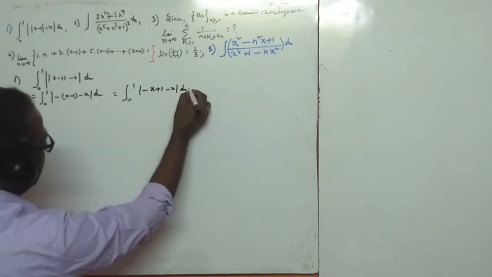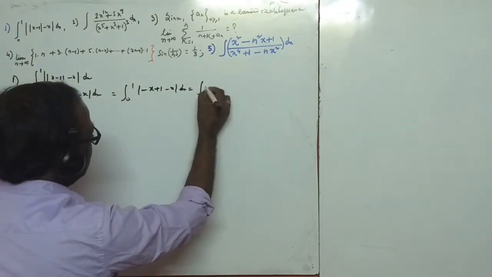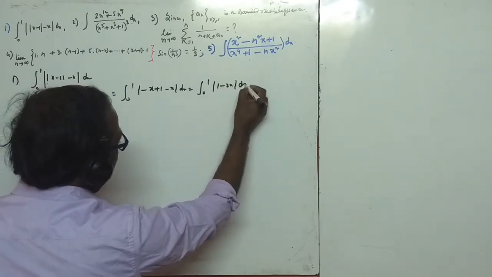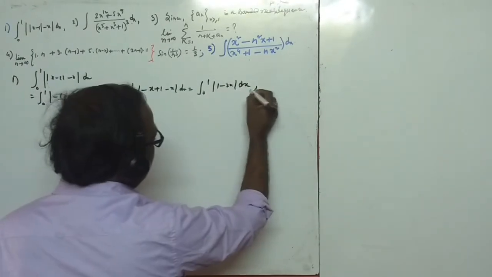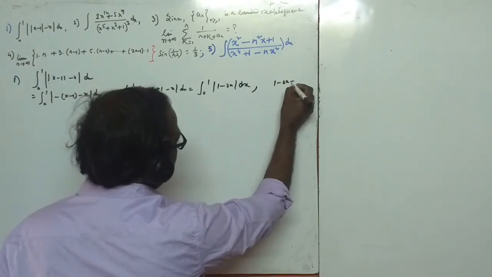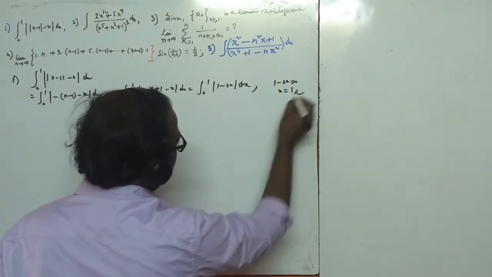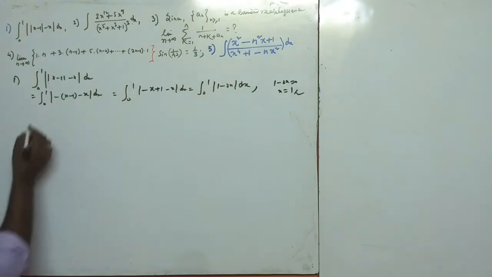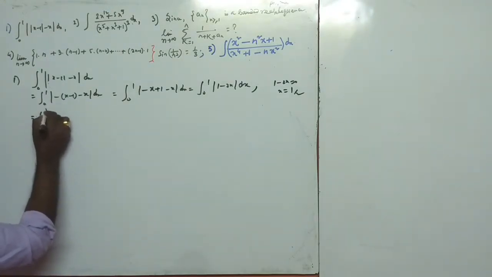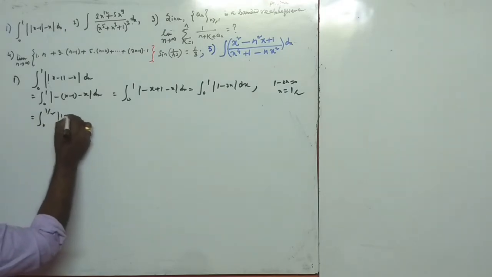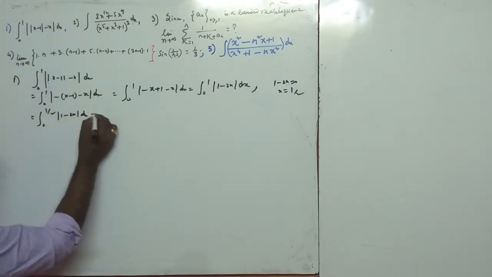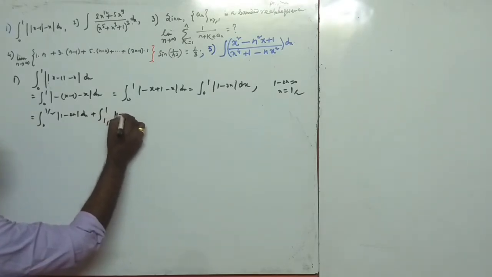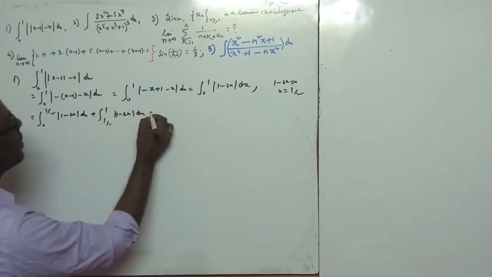Now if we simplify within the mod, we get the integral of x plus 1 minus x dx, which is equal to the integral from 0 to 1 of 1 minus twice x dx. Now let 1 minus twice x equal to 0, then we get the solution half. So half lies in 0 to 1. So split the integral from 0 to half, that is 1 minus twice x dx, and from half to 1, that is 1 minus twice x dx.